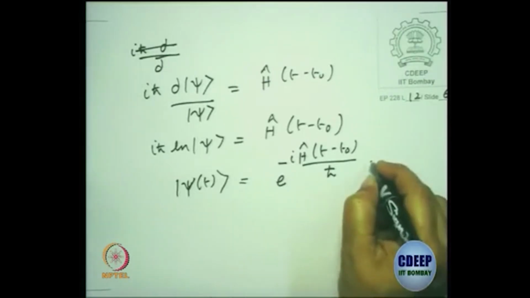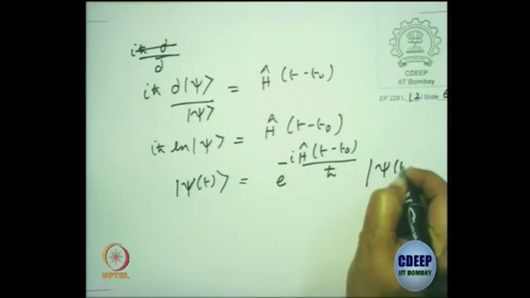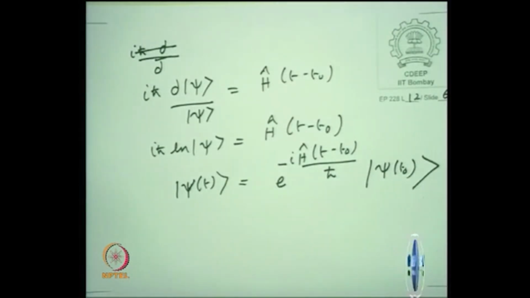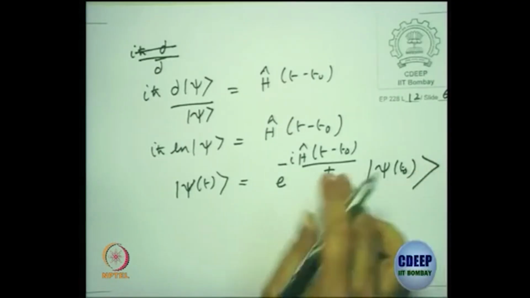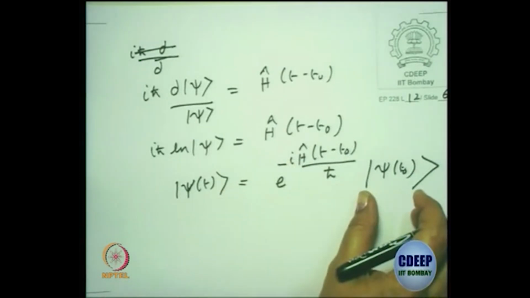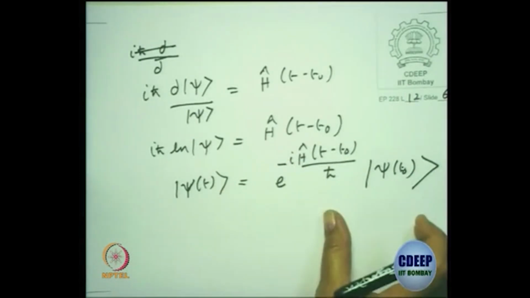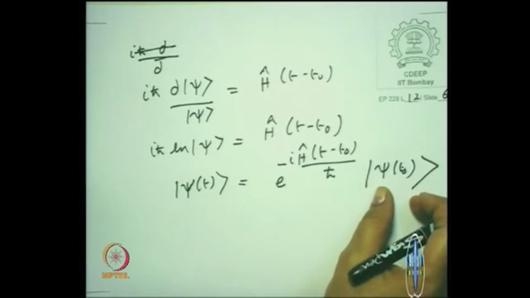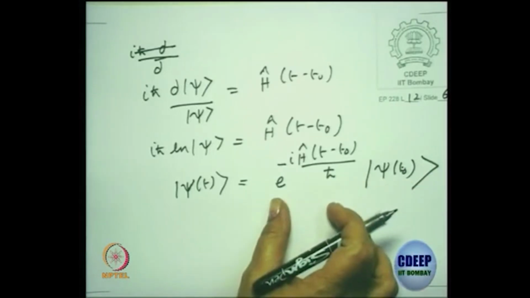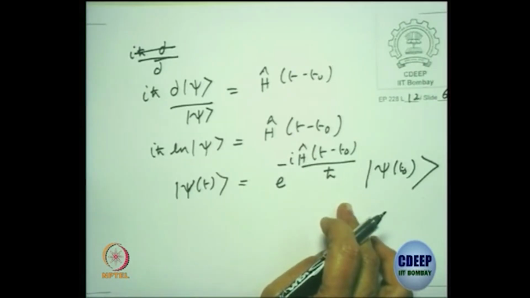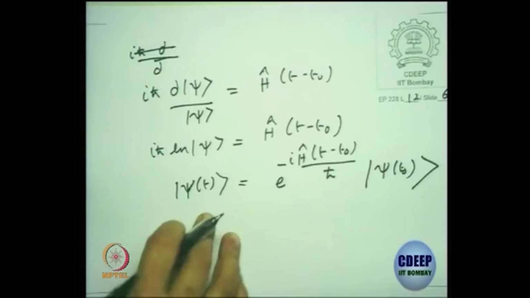times some constant, and you have to make sure that at t equal to t naught, the left hand side should match with the right hand side. Is that right? So, at t equal to t naught, this term vanishes, this is an identity operator. So, psi t naught will be psi t naught, and this gives you the state vector, the initial state vector at t naught, evolves in time by this operator to give you the new state.